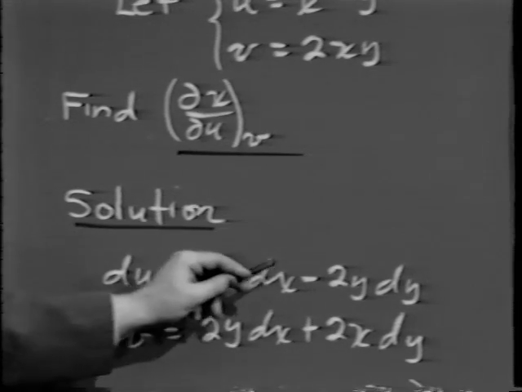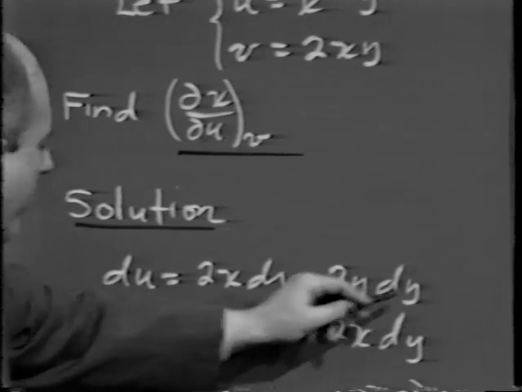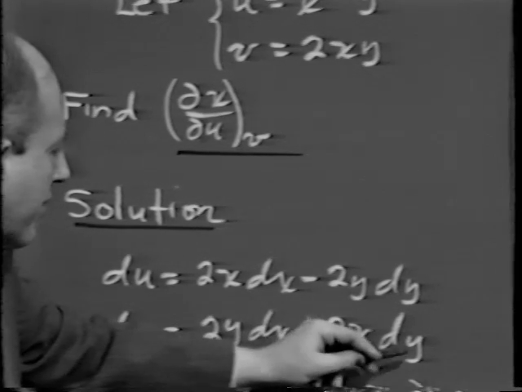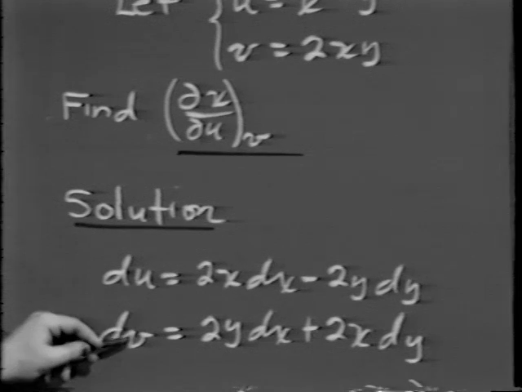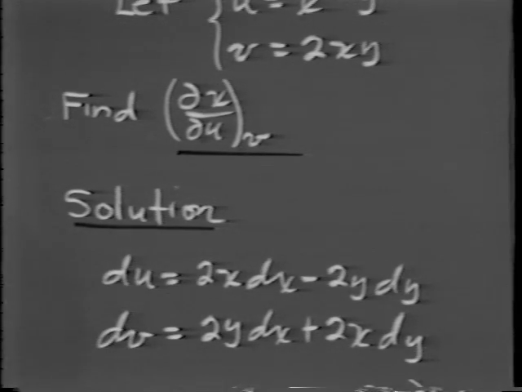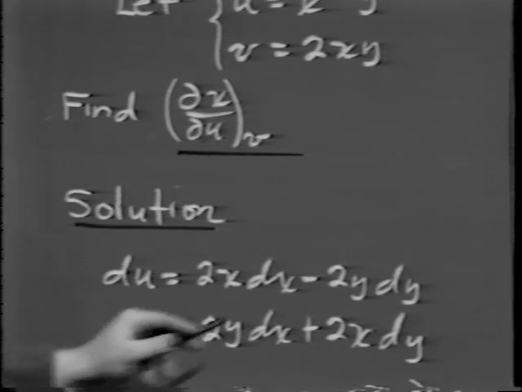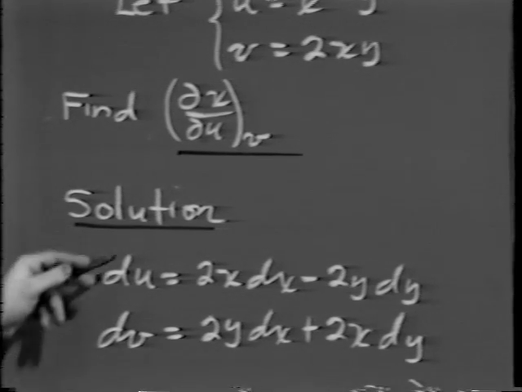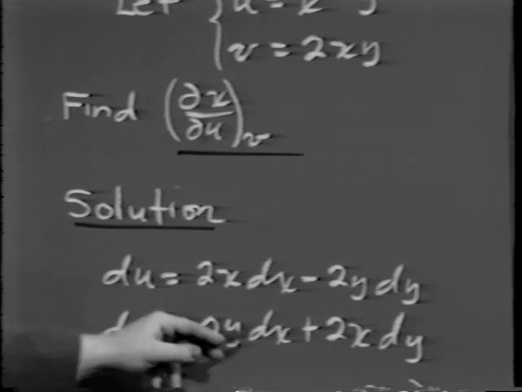du is some constant times dx plus some constant times dy. dv is some constant times dx plus some constant times dy. In other words, du and dv are expressed as linear combinations of dx and dy. We know how to invert this type of system, assuming that it's invertible. Sparing you the details, what I'm saying is what?